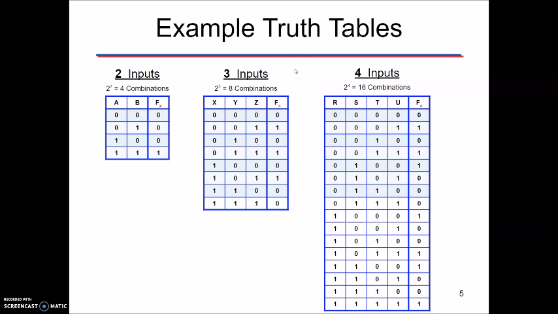So these are some example truth tables. Here we have a truth table with 2 inputs. We have input A and B, and F2 is our output. You can see again we're in binary counting order starting at 0 and counting through.